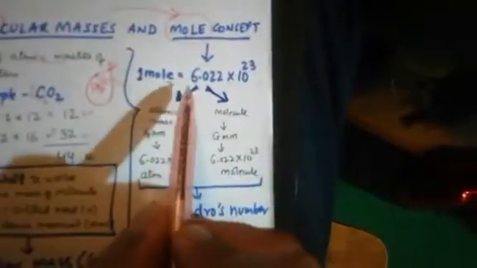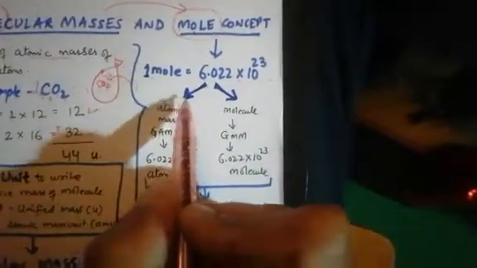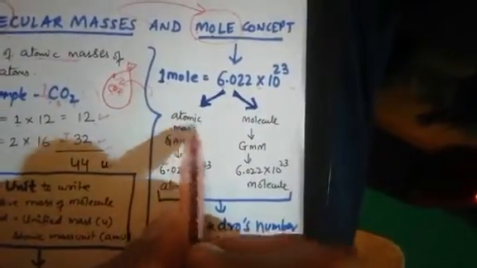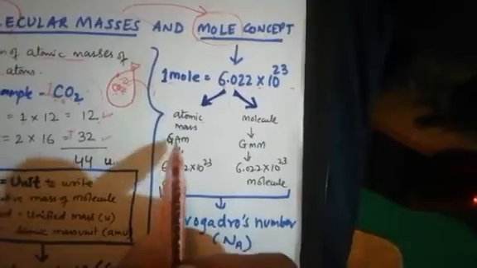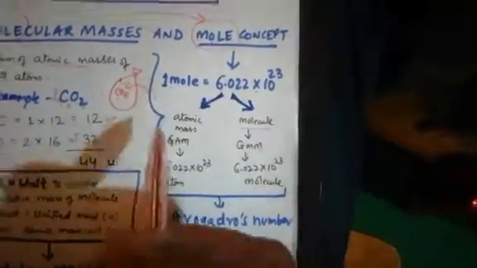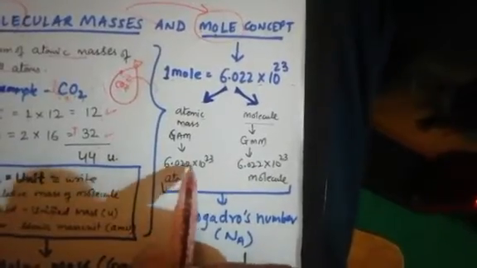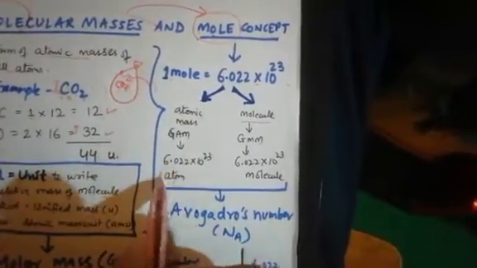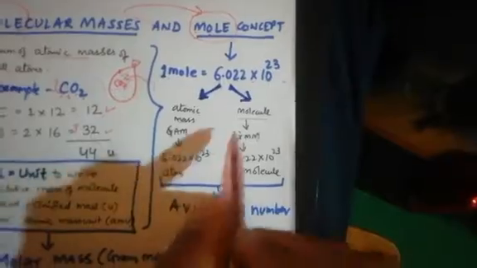This value is written in different forms. Now we need to identify if we are writing it for atomic mass, so we will write gram atomic mass. If we write it for a molecule, we will write gram molecular mass. And the number we will write the same, 6.022 × 10 raised to power 23, but the unit will differ for atom and for molecule.